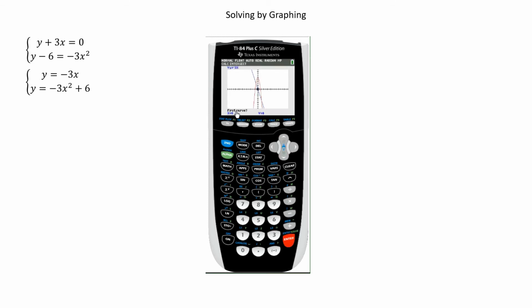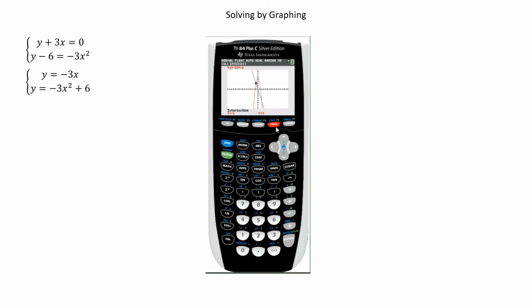The first is the first curve, so it'll be on y1 instantly, so we can just hit enter. Then it'll ask us for the second curve. It automatically jumps to y2, hit enter, and then a guess. This is where we choose which one we're looking for. So just get close to one of them and hit enter. And it'll give you the intersection at -1, 3.